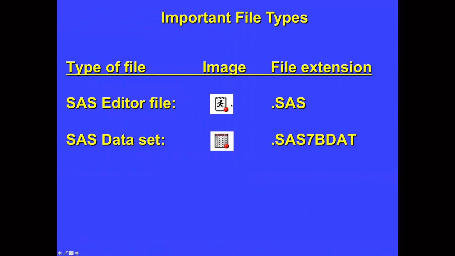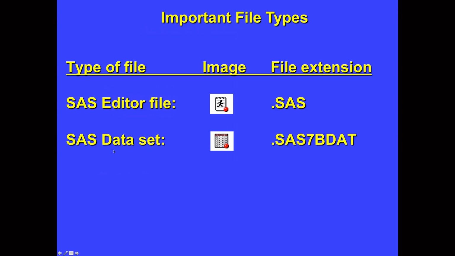And they generally have an icon that looks like this, a little running person with a red dot in the lower right-hand corner. And the file extension for these files is .sas. So this is one way that you can quickly determine whether or not a file is a SAS editor file versus some other type of file.